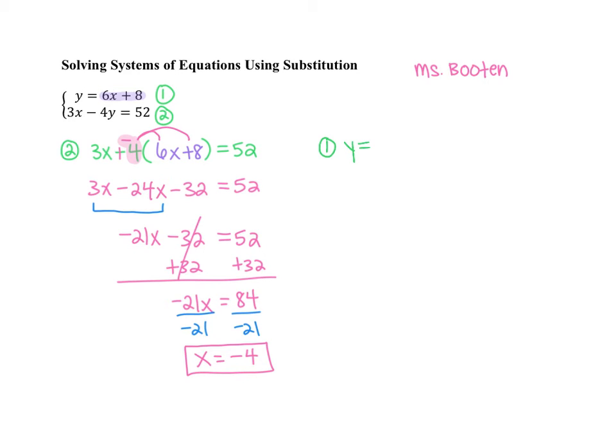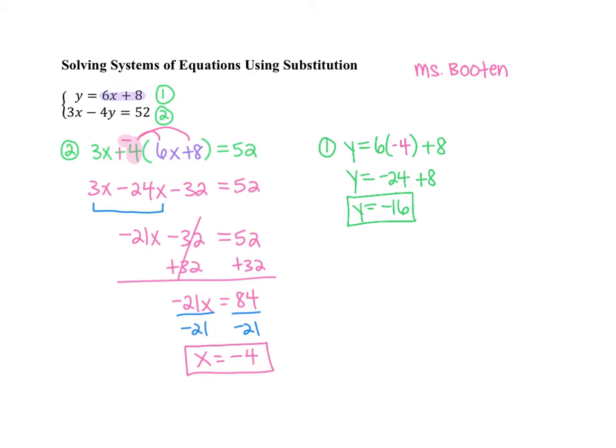So y is equal to, and then 6, and now instead of x, we substitute in negative 4 because I know that's what x is equal to, and then write the rest of the equation plus 8. And now we just evaluate. So y equals, multiplication first, 6 times negative 4 is negative 24, and negative 24 plus 8 is negative 16. So y is equal to negative 16.